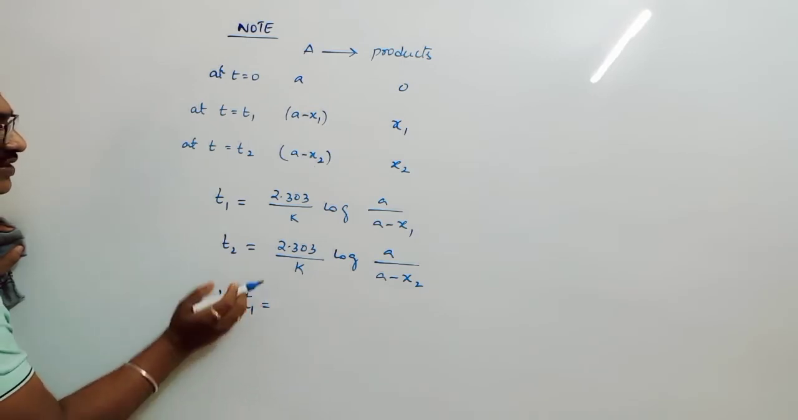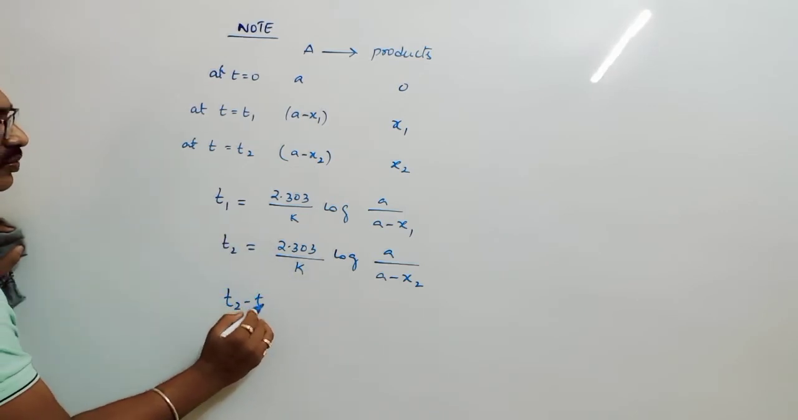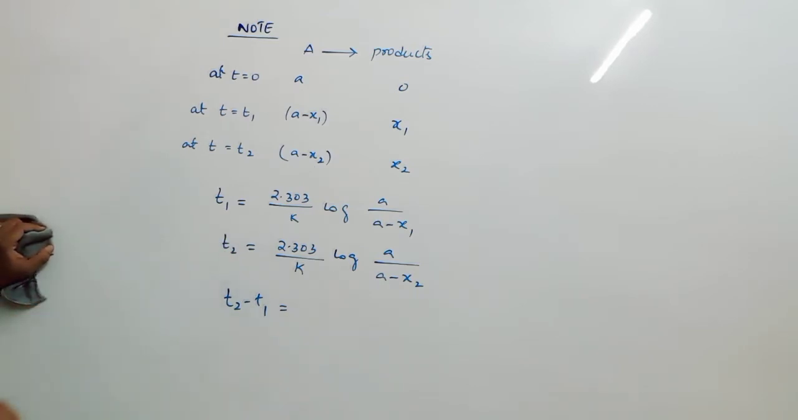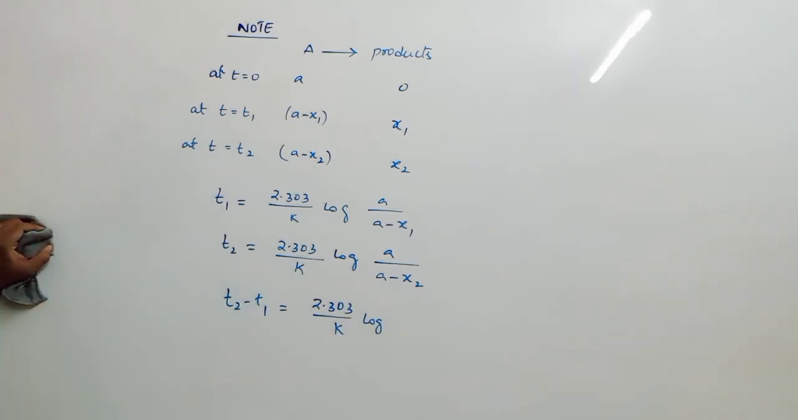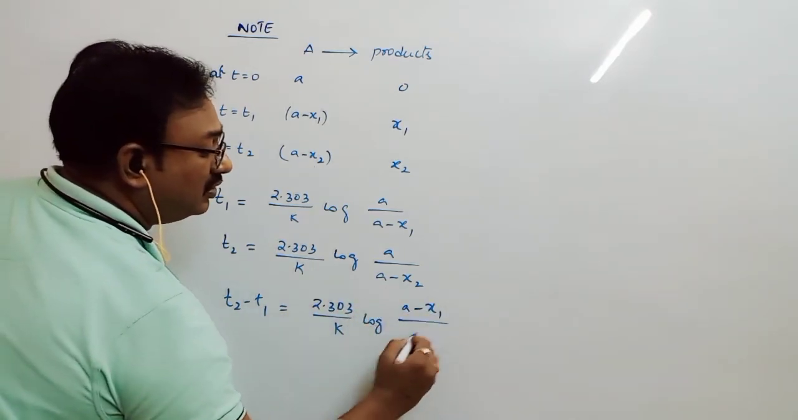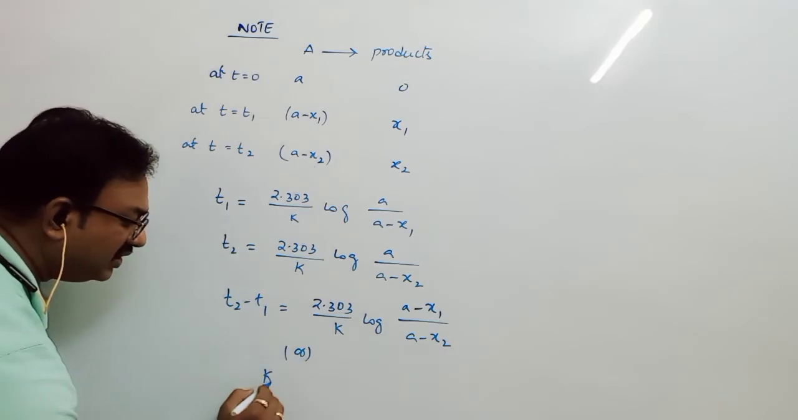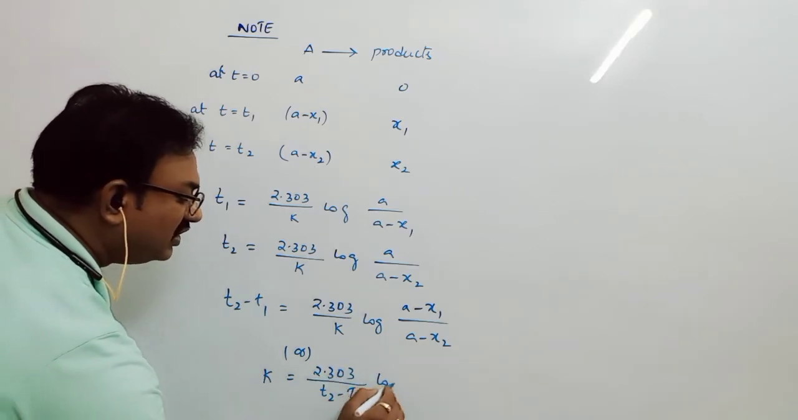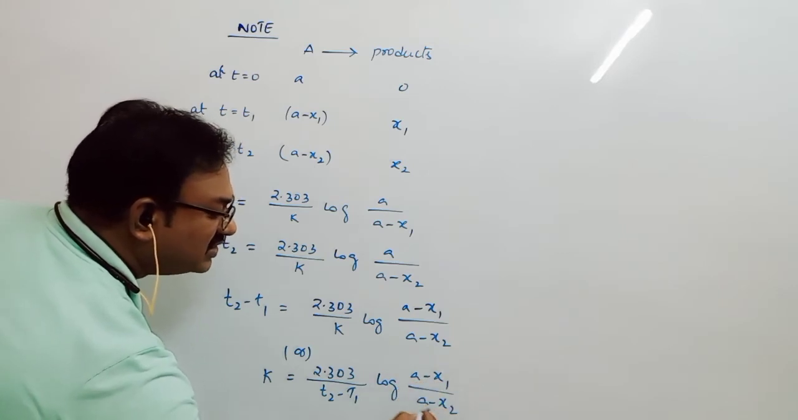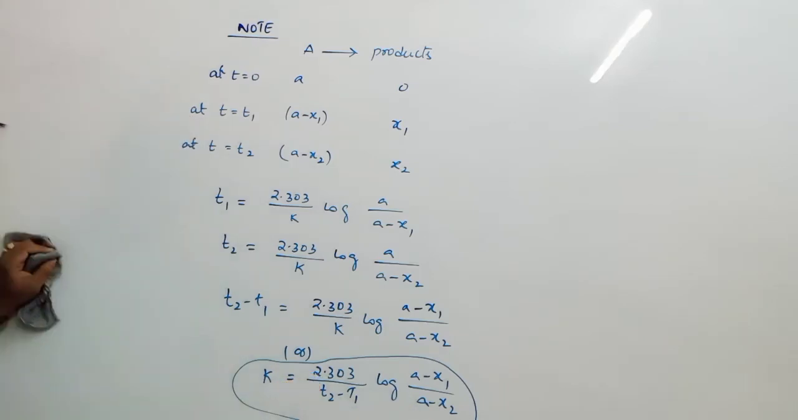If you go through T2 minus T1, okay, T2 minus T1, solve the two equations, what will you get? 2.303 by k log, right? So T2 minus T1, what will you get? a minus x1 by a minus x2, or it can be written as k equal to 2.303 by T2 minus T1 log a minus x1 by a minus x2. Right. So please note it down. When you take two different concentrations of product at two different intervals for first order kinetics, you can derive an equation like this.